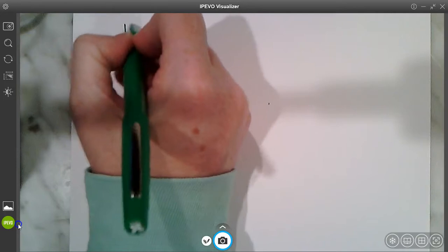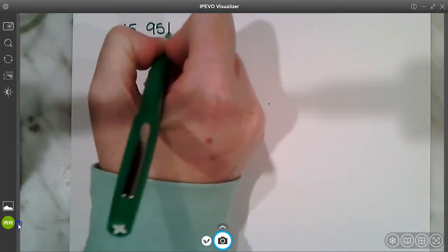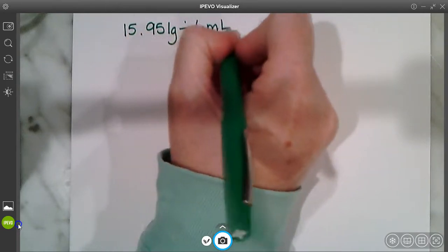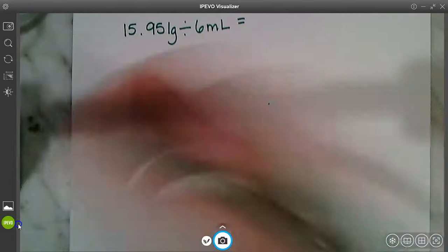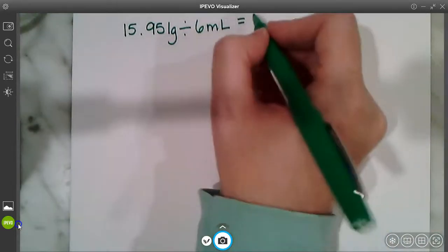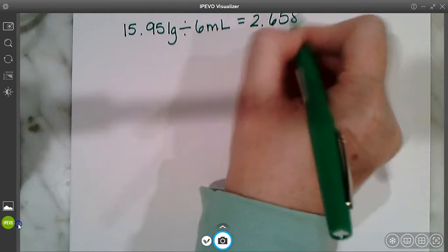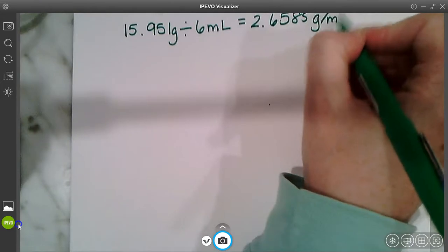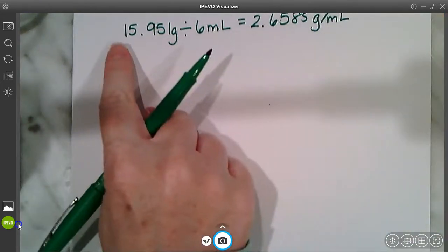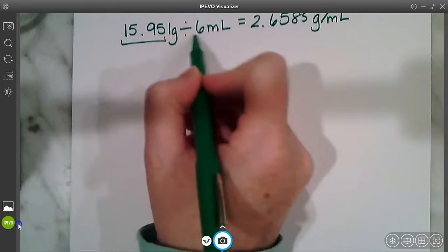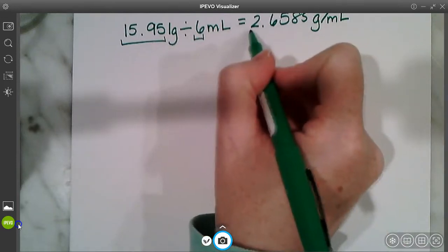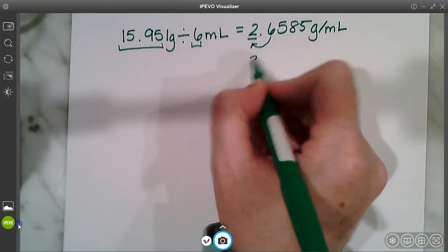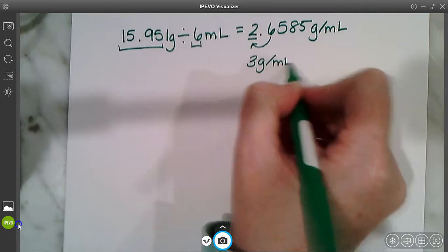So let's say we have 15.951 grams divided by 6 milliliters. First you do the math, just like regular standard math, so this is going to be 2.6585, and then our unit is grams divided by milliliters. Now we look at sig figs. This has 4 total sig figs, this has 1, which means I only get to keep my first sig fig. This 6 will bump it up, so this is going to be 3 grams per milliliter.